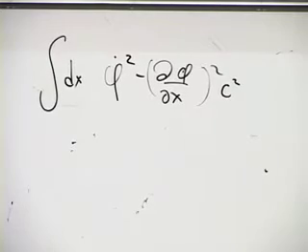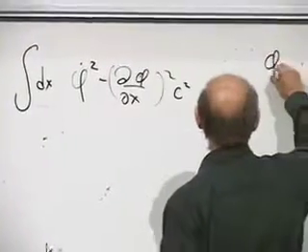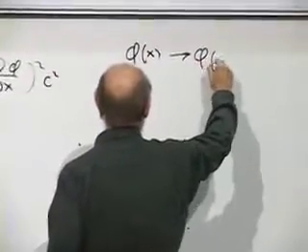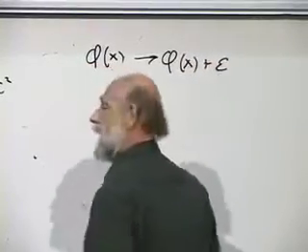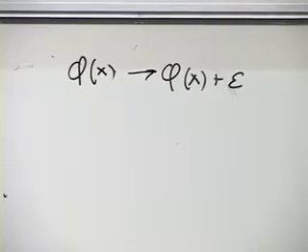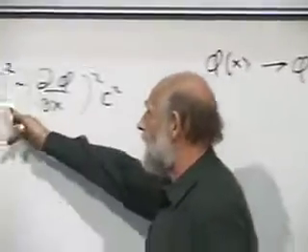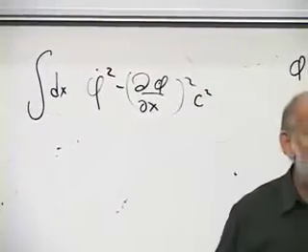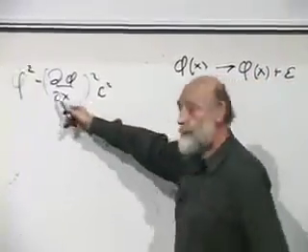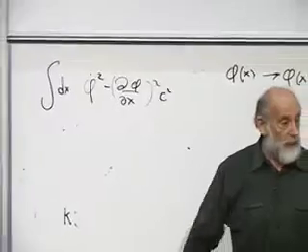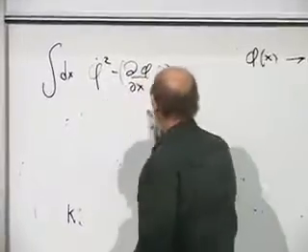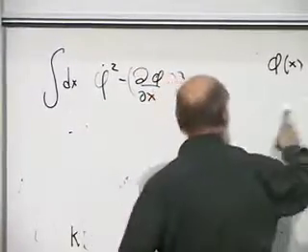It's translation of phi. Supposing I take phi of x and shift it everywhere by the same amount: phi of x plus epsilon. This is a uniform shift of phi everywhere. Why is this a symmetry? Well, supposing I shift phi, what happens to phi dot? Nothing, because I'm assuming that epsilon is constant. What happens to d phi by dx? Epsilon is a constant, it's just a number. Nothing happens. So this Lagrangian doesn't change when you shift phi.